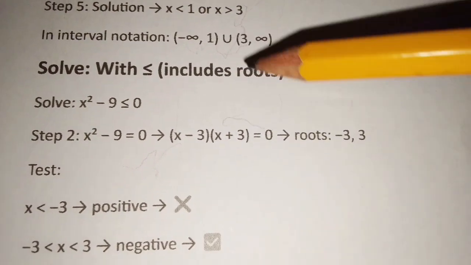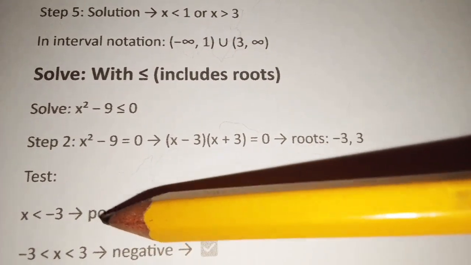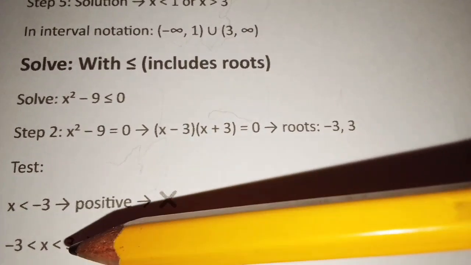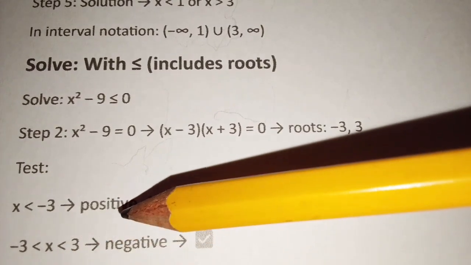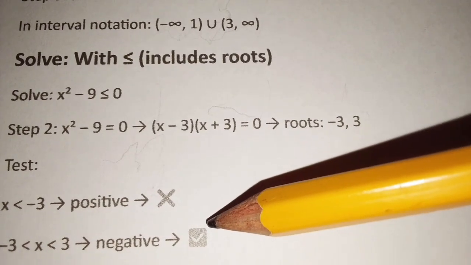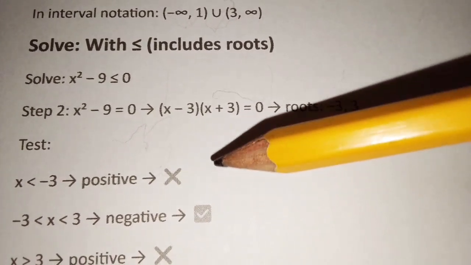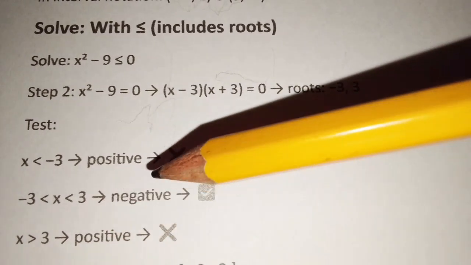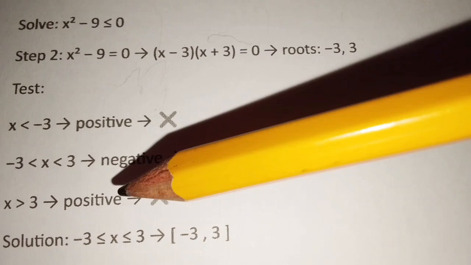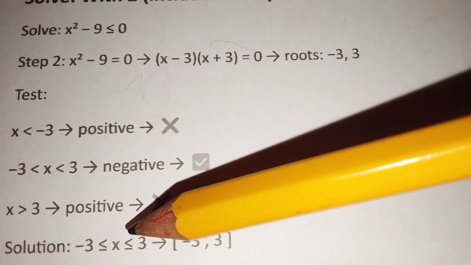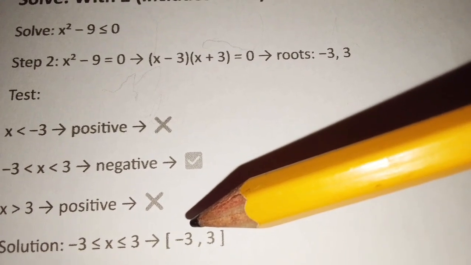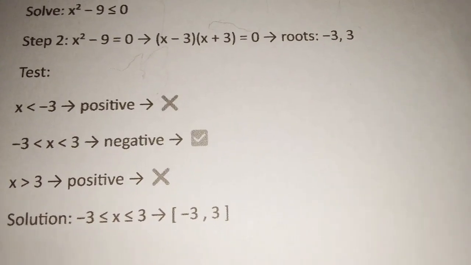Upon testing, what if x is less than negative 3? We get positive, so this is not part of the solution. If x is greater than negative 3 but less than 3, we get negative, and this is checked. And if x is greater than 3, we get positive, so this is not part of the solution. So the solution is x is greater than or equal to negative 3 but less than or equal to 3, or in interval notation, the bracket negative 3 comma 3.